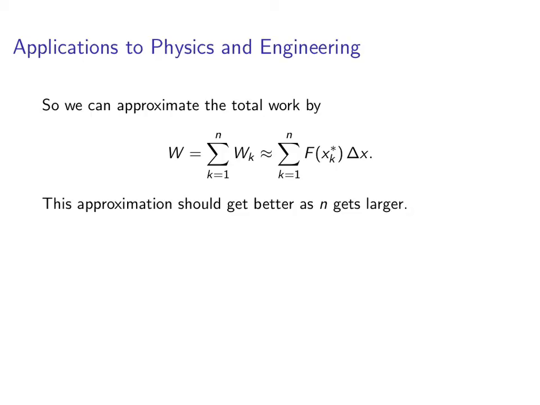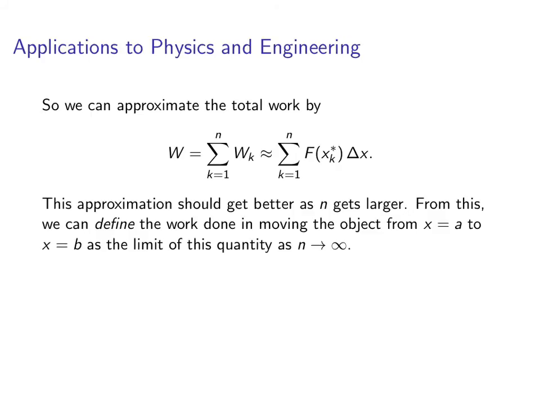Now, as the usual sort of thing goes, this approximation will get better as n gets larger. And based on that, we're going to define the work done in moving the object from x equals a to x equals b as the limit of this quantity as n goes to infinity. That gives us a limit of a Riemann sum, and that, of course, leads us to an integral.